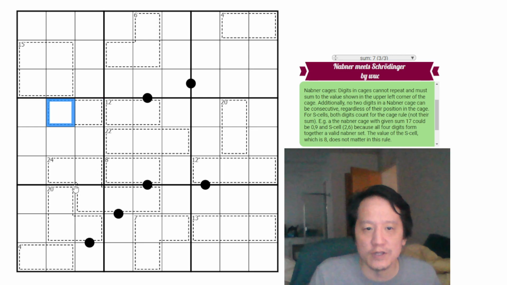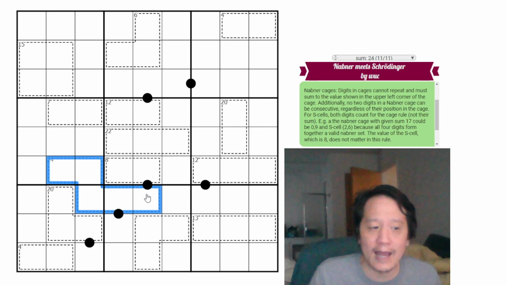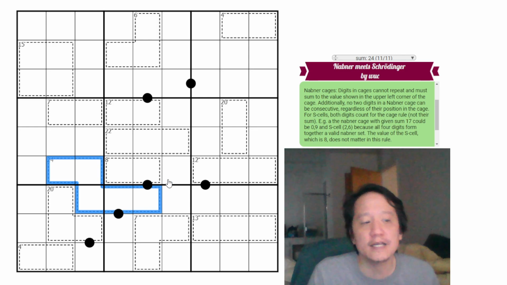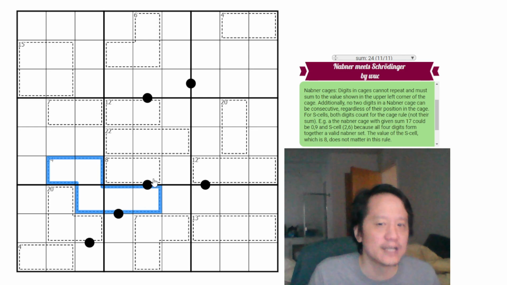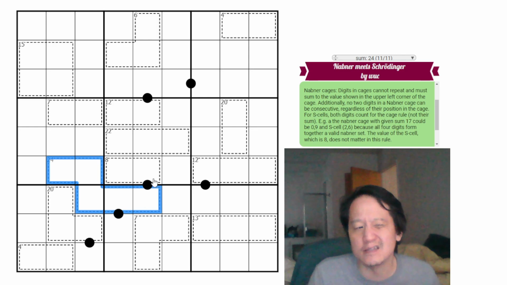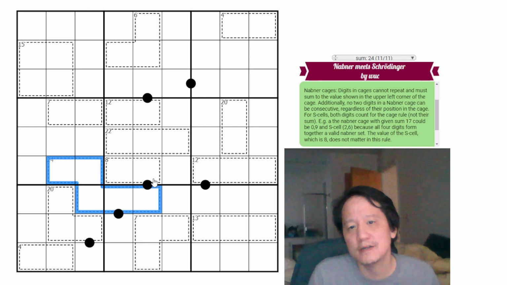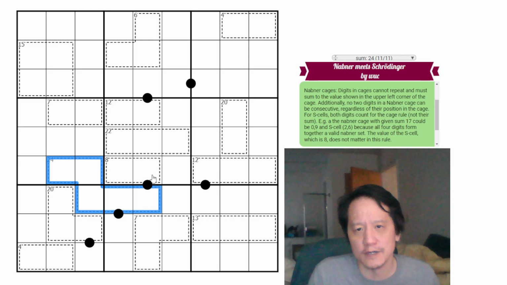So, for example, in this 5 cell, none of the however many digits there are in the cage can be consecutive. That's an interesting rule set, actually, especially when taking into account the Schrödinger cells. That makes some very big limitations, interestingly enough.